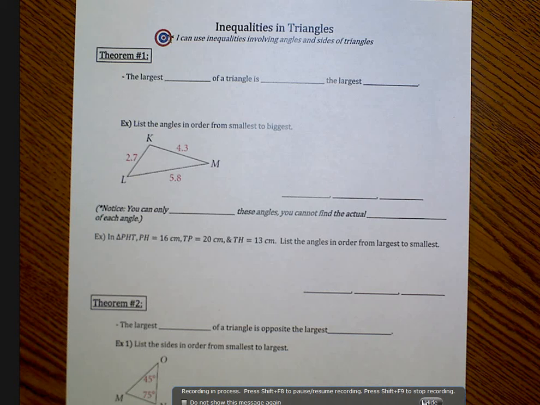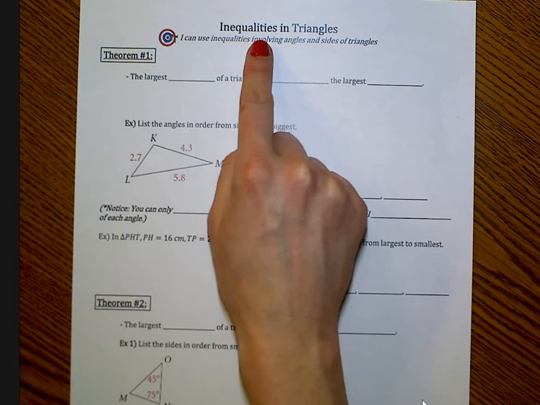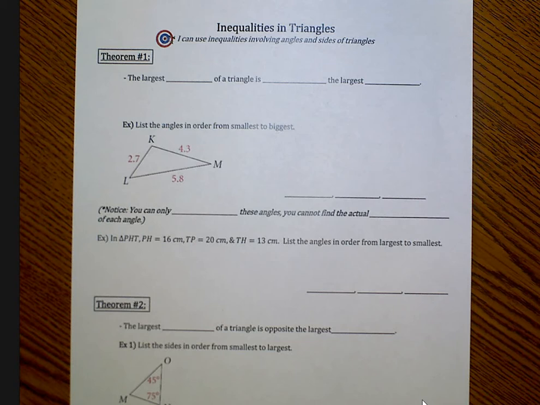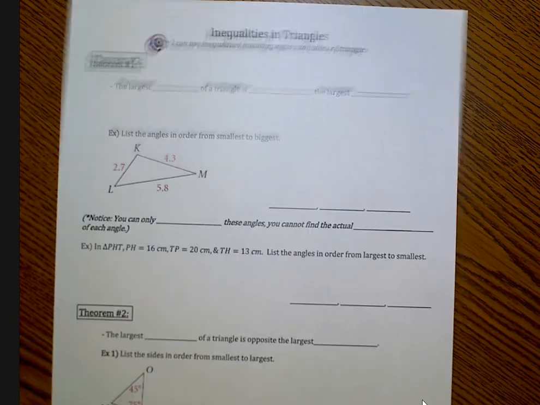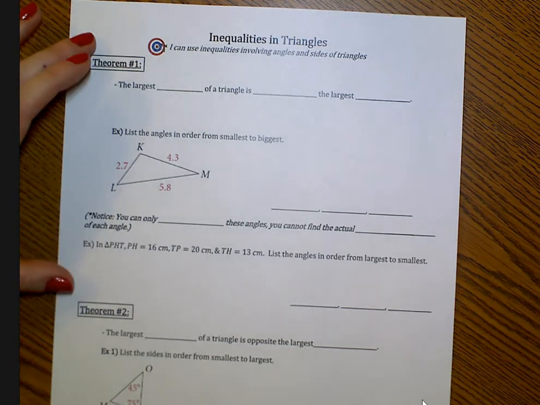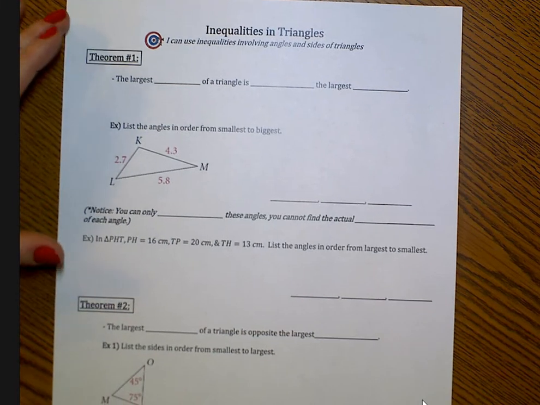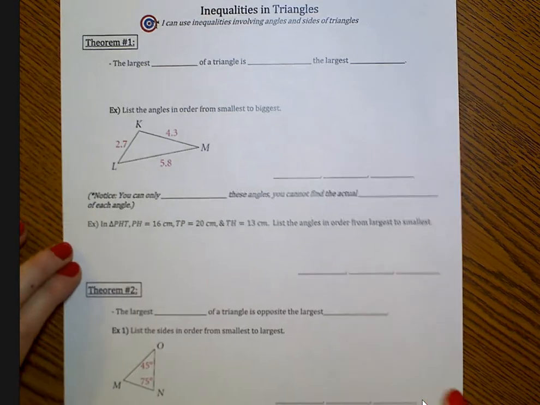We're finishing up first semester material today with our very last lesson, which is extremely exciting, and we're talking about inequalities in triangles. Now, the bulk of this stuff is just listing the angles or the sides of a triangle in order from smallest to biggest or biggest to smallest. So it's not super complicated, which is kind of nice. There's two theorems that we're going to be looking at on the front, two things we can prove. The first deals with the angles in a triangle, and the second deals with the sides.